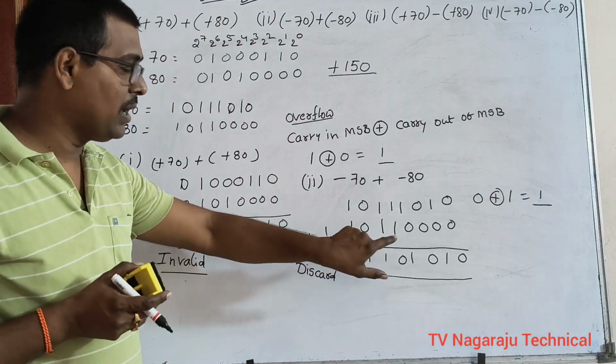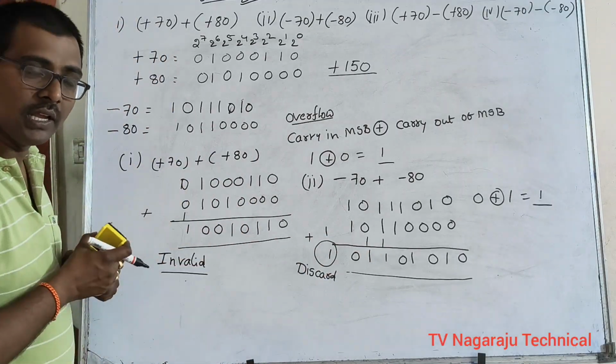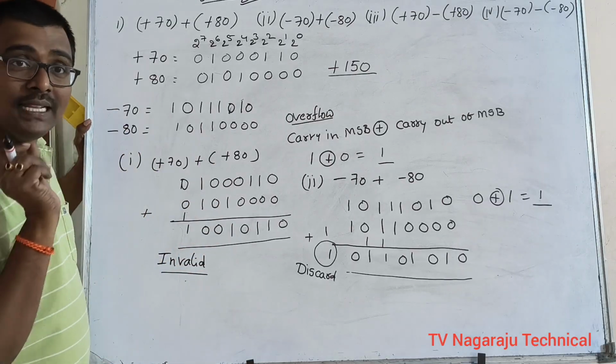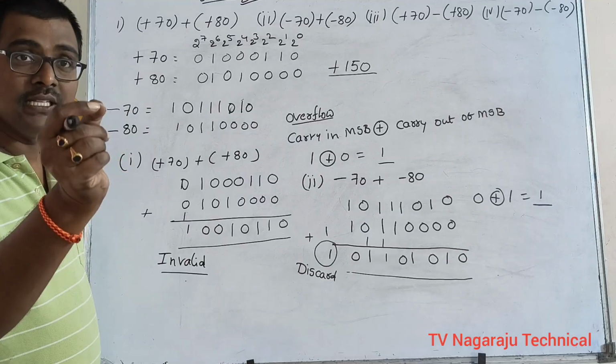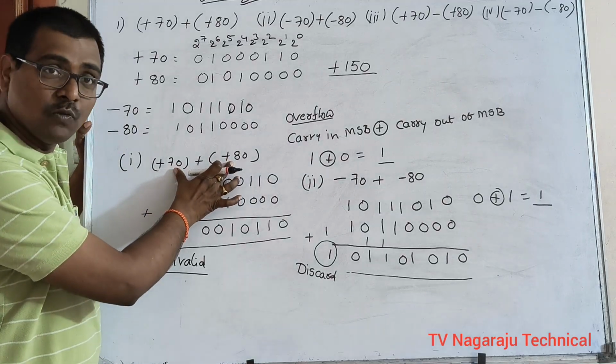That is, again we are getting the wrong answer. Or else we will check simply. Now after doing this operation, what is the result? The result is 150. Positive or negative? The result is plus 150.